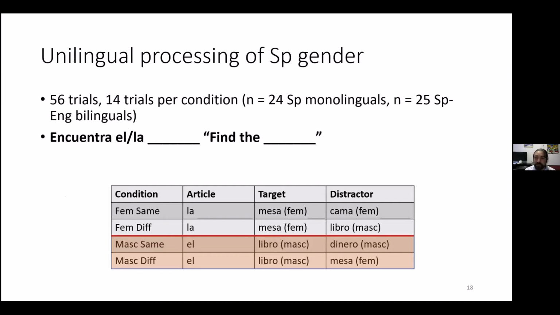But I want to talk about what happened in the Spanish blocks. So what happened when the participants were listening to Spanish? Here, I'm just going to demonstrate that the monolinguals show this gender anticipatory effect. So first, I'm just showing results from Spanish monolinguals. Again, the items were either matched to be from the same gender class or from different gender classes. And we looked at this whether the determiner was feminine or masculine in Spanish.